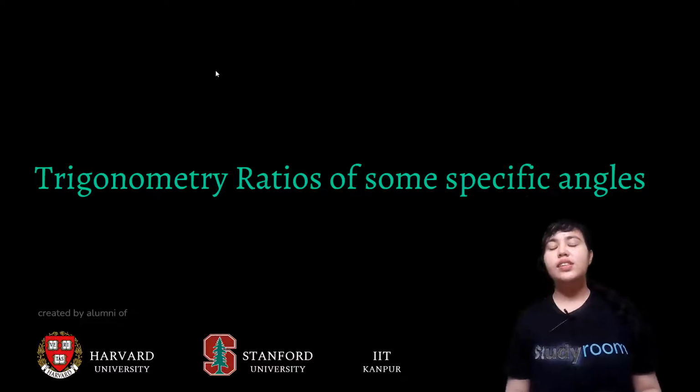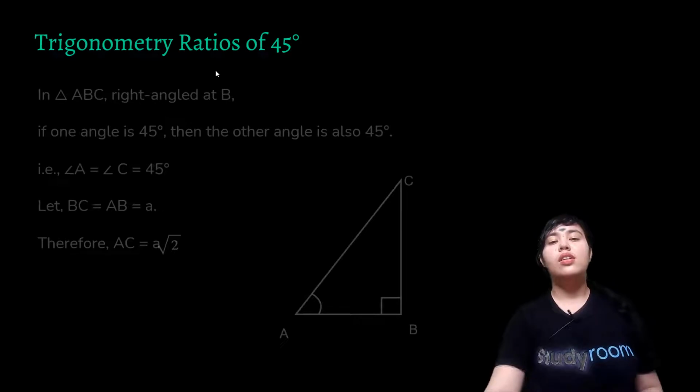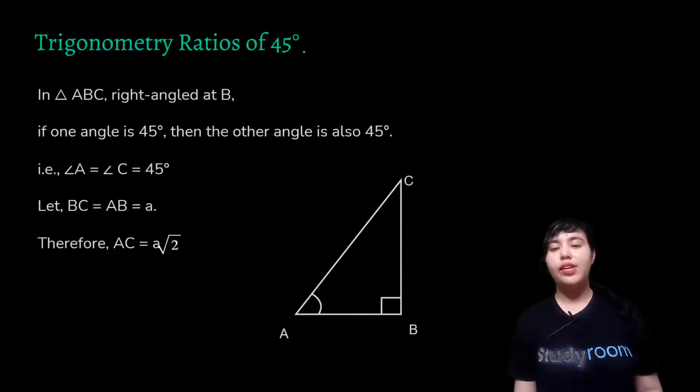So now we'll discuss trigonometry ratios of certain angles. Let's start with angle 45 degree. Consider triangle ABC. As you can see, it is a right angle triangle with a right angle at B. And if I give you one angle over here as 45 degree, let's say angle A is 45 degree, then automatically it means that angle C will also be 45 degree.